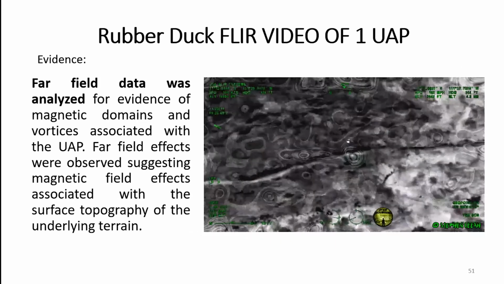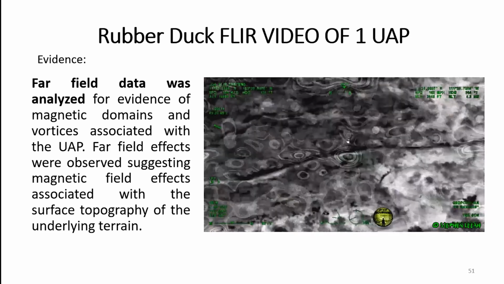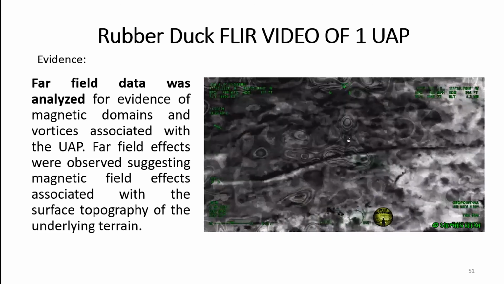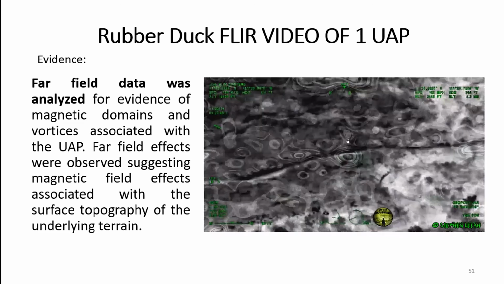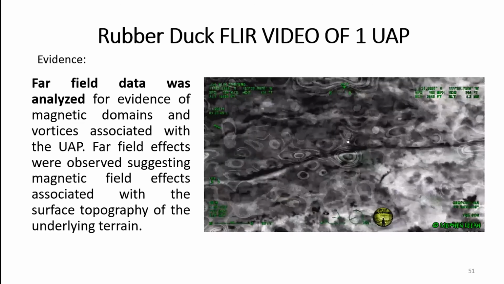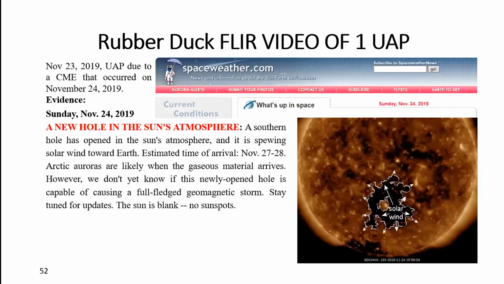In the far field, we found evidence of magnetic domains and vortices associated with the UAP. Far field effects were observed, suggesting magnetic field effects associated with the surface topography of the underlying terrain. Now, the November 23rd, 2019 UAP is hypothesized as being due to a CME that occurred on November 24th, 2019.